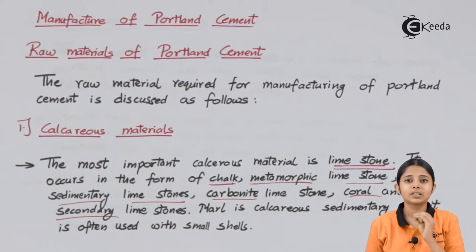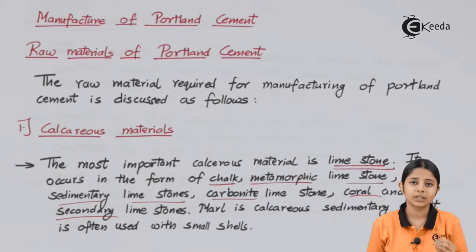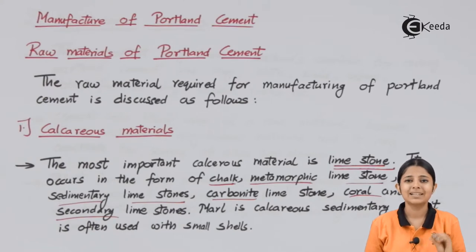For that, the calcareous material is used. The calcareous material, especially limestone, is very good at absorbing water. So it will absorb water and it will help in setting as well as hardening of the cement. Thus, all the cements we use will have one of the most important components, and that is limestone.